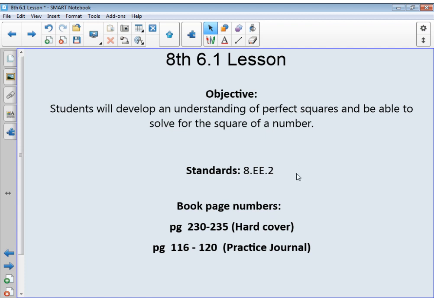Okay, this is 8th grade lesson 6.1. Our objective today is students will develop an understanding of perfect squares and be able to solve for the square of a number. The standard covered in this lesson is 8EE2. The page numbers out of the hardcover book are pages 230 through 235, and out of the practice journal, pages 116 through 120.